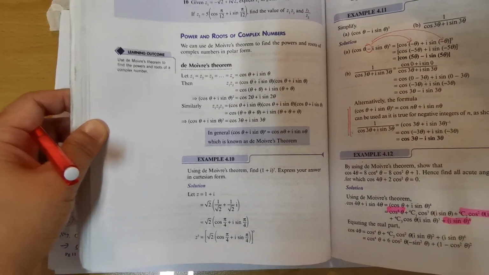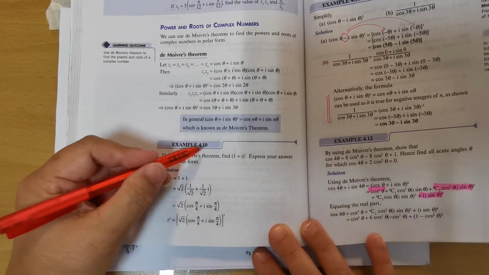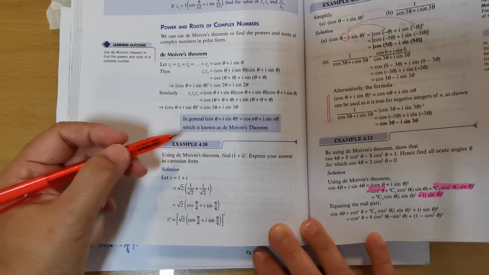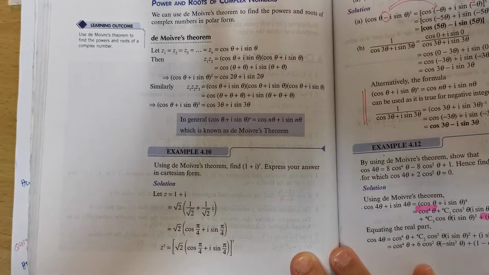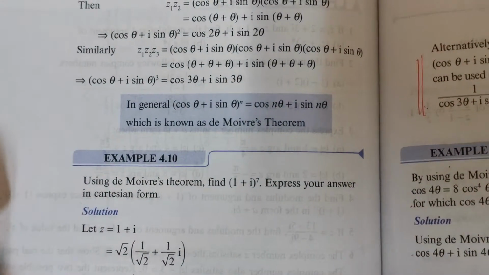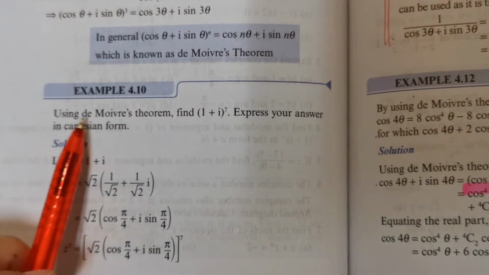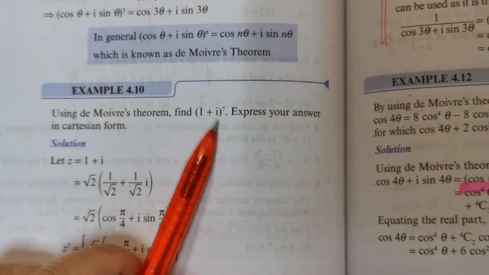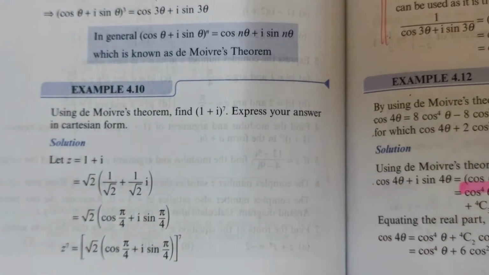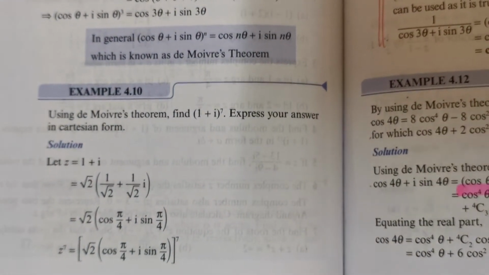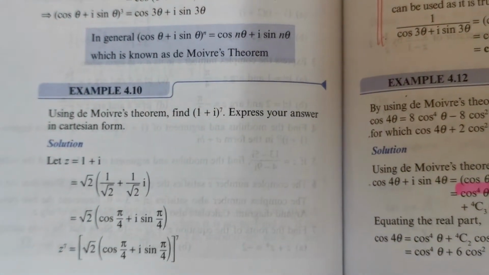My one is page 202. So we are going to see example 4.10. Maybe I can enlarge it. Example 4.10: use De Moivre's theorem to find (1 plus i) to the power of 7, and express your answer in Cartesian form. To find the power, we know that we need polar form. The question gives you Cartesian form, so you express it in polar form.